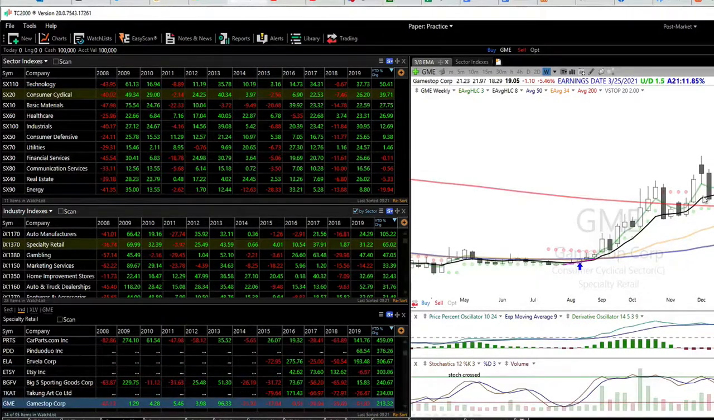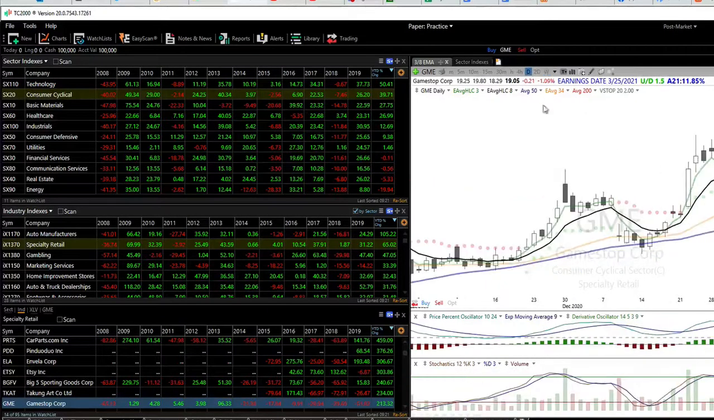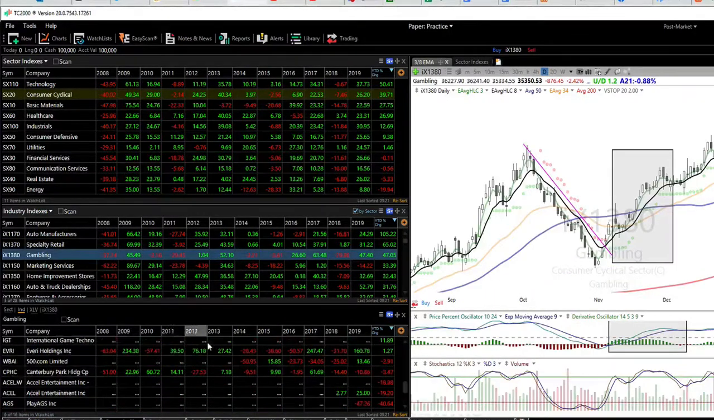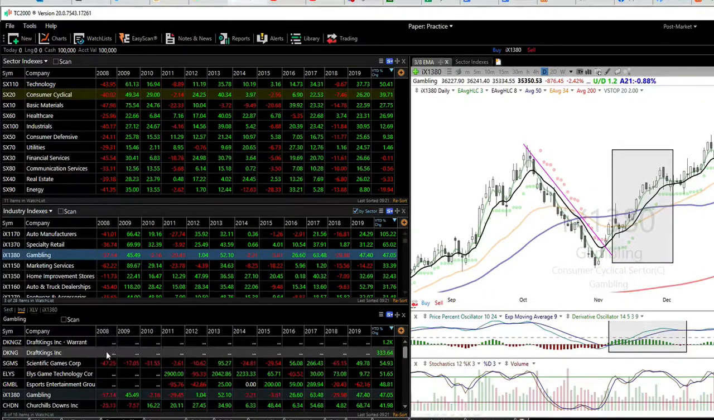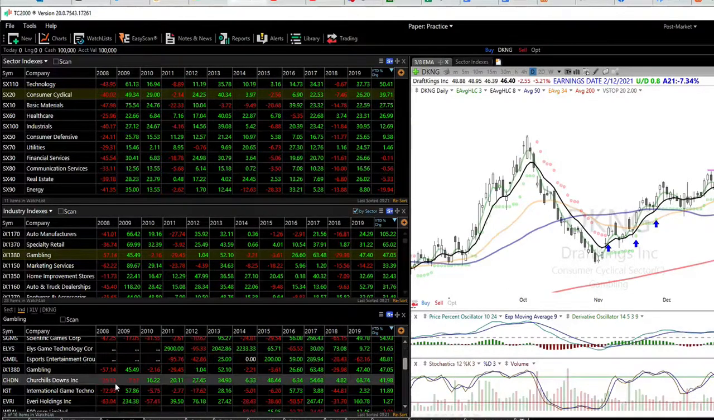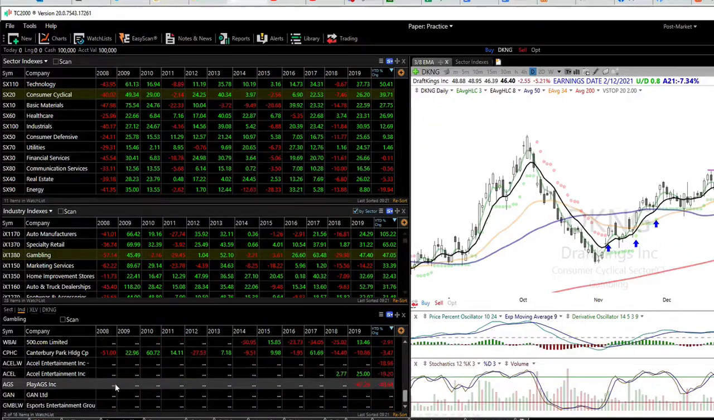GameStop is a good one. So you can see, that's a weekly chart, but you can see they're still in a great uptrend. Gambling is another huge one. DraftKings had a huge gain, 333%. It's not doing great right now, but we'll see what happens if it supports at the 50. They're waiting for approvals and things like that in the States, but gambling is a big one.